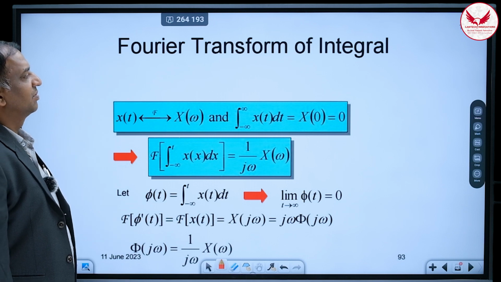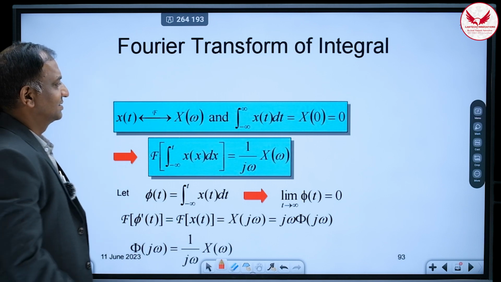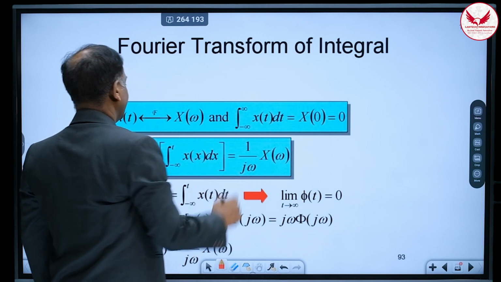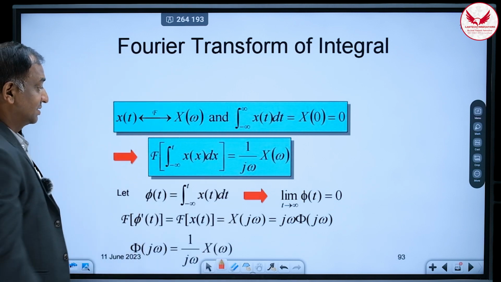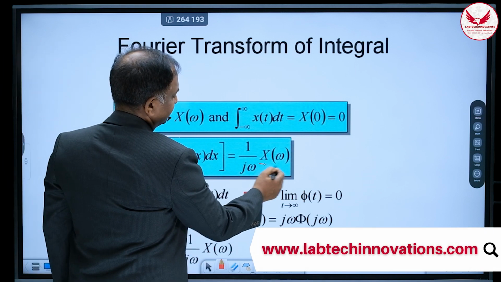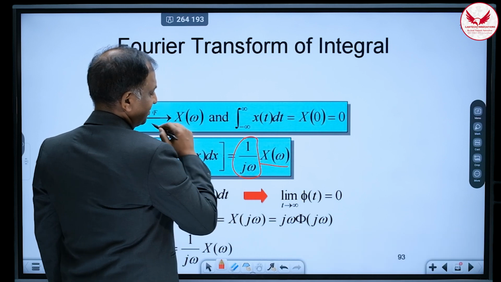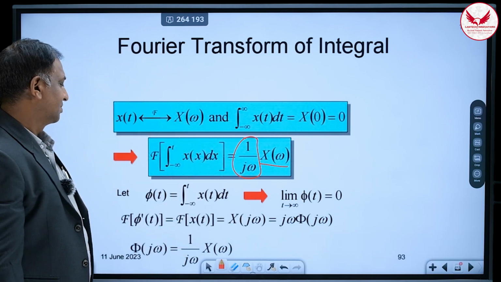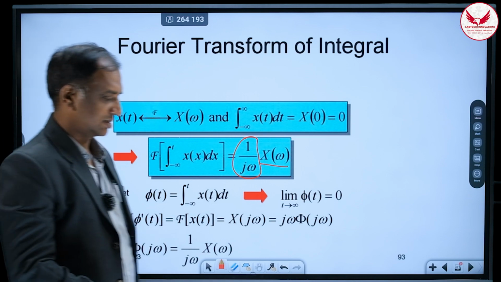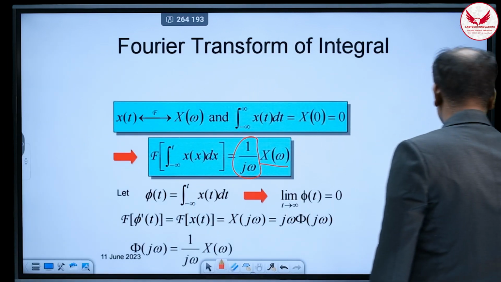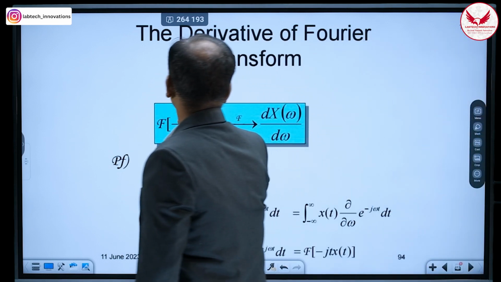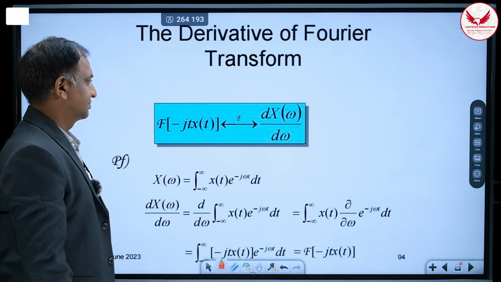Next property is the Fourier transform of the integral of a signal. If the signal is integrated in the time domain, from minus infinity to t of x of tau d tau, and you want to find the Fourier transform of this integral signal, its Fourier transform is x of j omega multiplied by 1 upon j omega. So you just multiply by 1 upon j omega, and that will give you the Fourier transform of the integral signal. Okay. So the next property is the derivative of the Fourier transform.